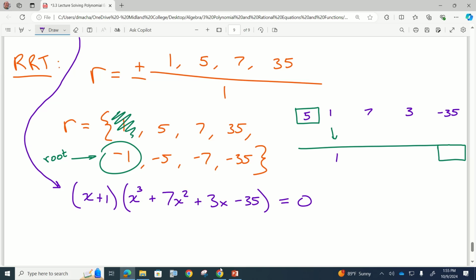So bring down the 1. 1 times 5 is 5. Plus 7 is 12. Times 5 is 60. Plus 3 is 63. 63 times 5 is 315. Plus 35 is 280. So that's not a root. And I don't have to worry about 5 anymore.